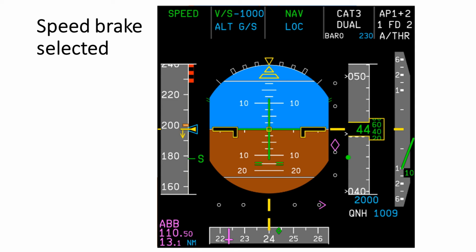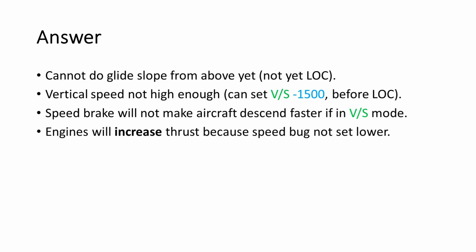Next, the speed brake is selected. Okay, the answer, you cannot do a glide slope capture from above yet because you're not yet on the localizer. The vertical speed is not set high enough. You can actually set 1500 feet a minute. You don't have to be on the localizer for that. And the speed brake will not make any difference here.